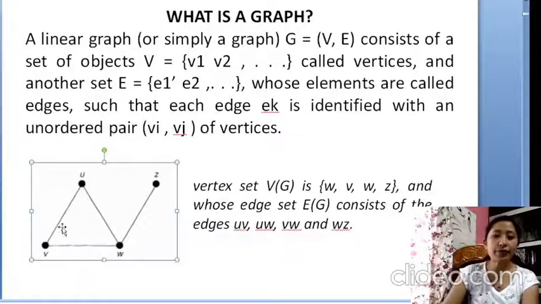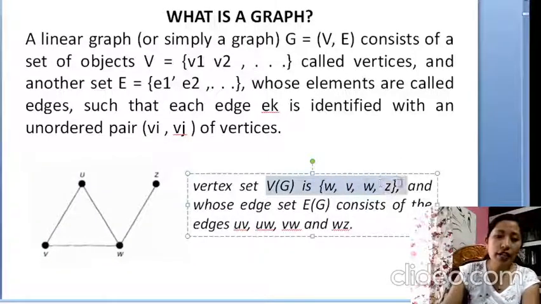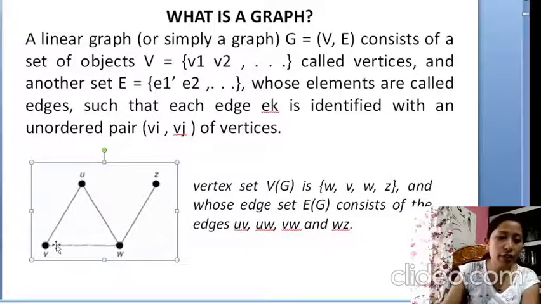Let us say this graph is G. In its vertex set, there are 4 vertices, that is W, V, U and Z. And in the edge set, there are 4 edges. How do we write those 4 edges? As per the definition, each edge can be represented by using two end vertices. So let us say one edge is UV, the other edge is VW, the next edge is UW, the next edge is WZ, and so on.